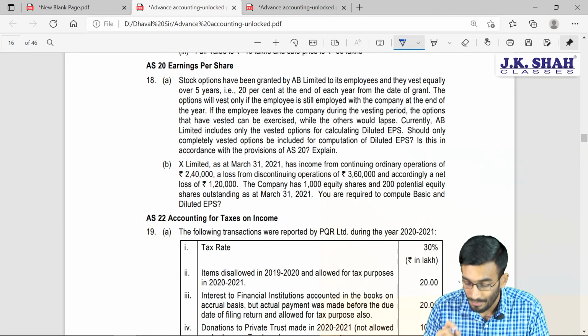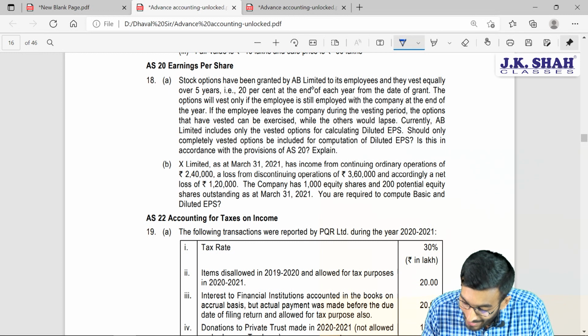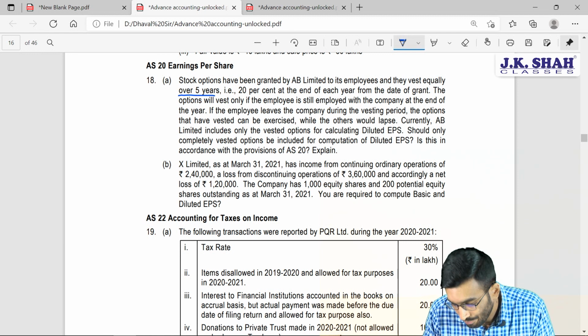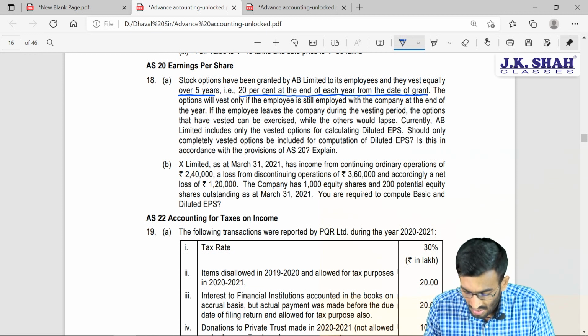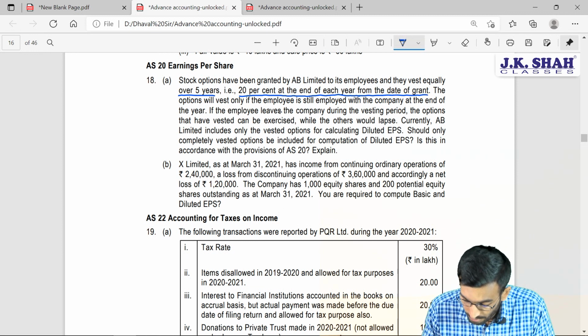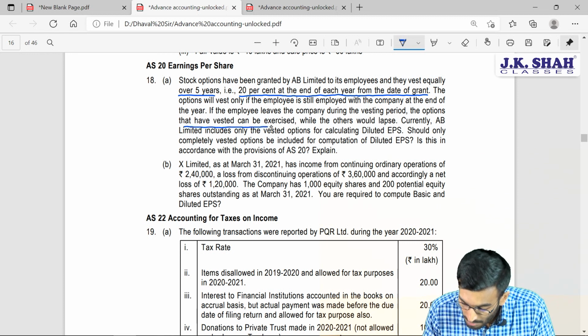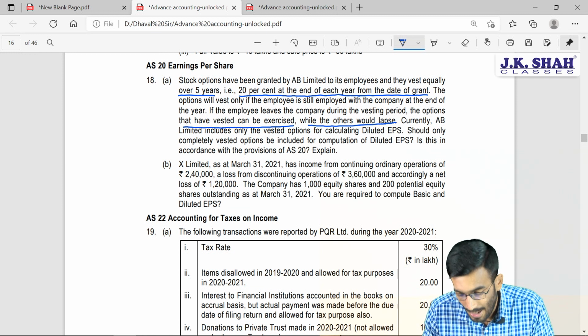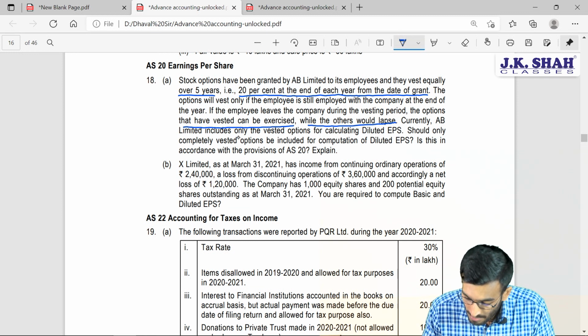Okay, let us move to the next part, that is nothing but AS20, earnings per share. Question number 18A. Stock options have been granted by AB Limited to its employees and they vest equally over 5 years. Okay, 20% at the end of each year from the date of grant. The option will vest only if the employee is still employed with the company at the end of the year. If the employee leaves the company during the vesting period, the options that are vested can be exercised while others would lapse. Okay. Currently, AB Limited includes only the vested options for calculating diluted EPS.